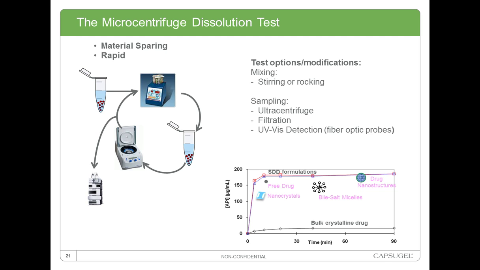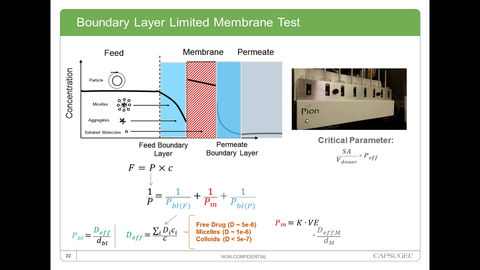Because we're using a microcentrifuge for this, and the G-forces are somewhat moderate, we tend to spin down all of the undissolved SDD and precipitate, but we tend not to spin down a lot of the colloidal species that form. So you can see a typical output of this in the lower right-hand corner, where the drug concentration goes up quickly and is maintained. But in this test, without additional sampling or testing, which we often do, such as ultracentrifugation or filtration or other detection, we get these drug colloids, bile salt micelles, and free drug. And that's where additional analyses come in to understand how much of each of these species we have.